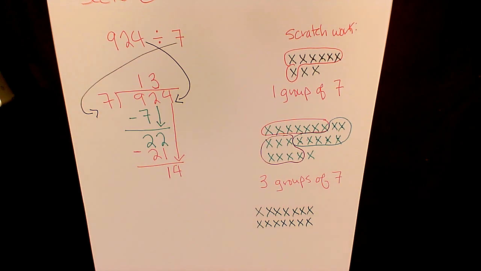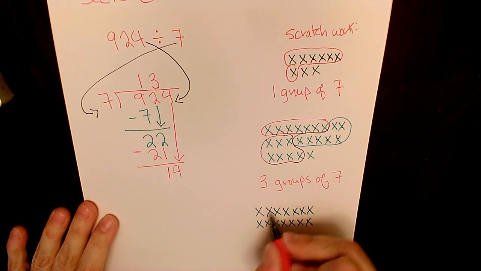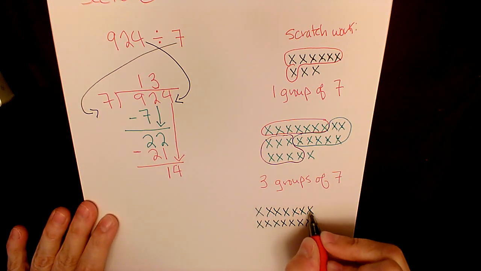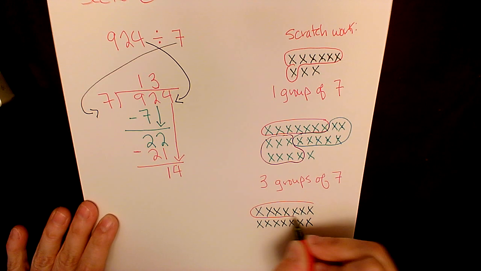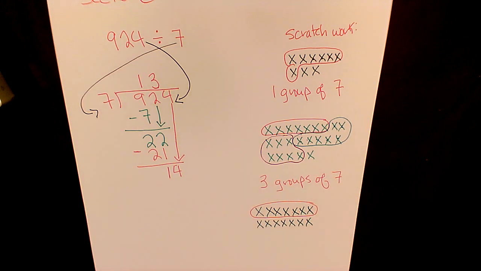Okay, so there's 14 green X's. How many groups of 7? Let's count them off. 1, 2, 3, 4, 5, 6, 7. So here's one group. I got more left over. Let's see if we have another full complete 7.